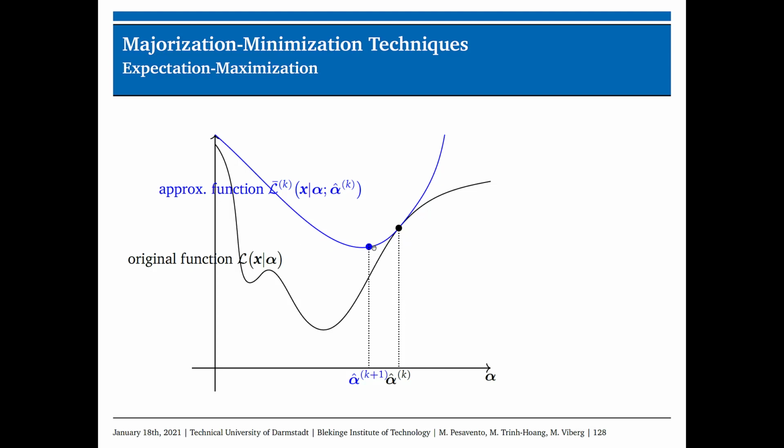Then we minimize the upper bound function instead of the original function. The minimum is given by what we denote as alpha hat k plus 1. In the next iteration, we continue by approximating the function at the current point, and that is alpha hat k plus 1. The approximate function should be chosen in such a way that the approximate problem is much easier to minimize than the original problem.